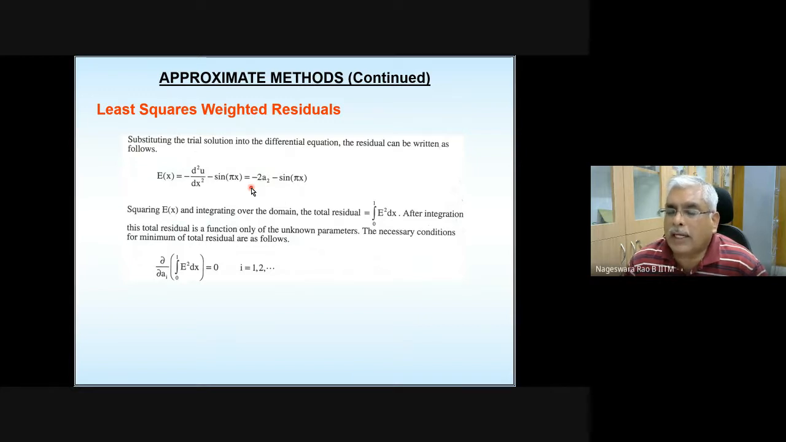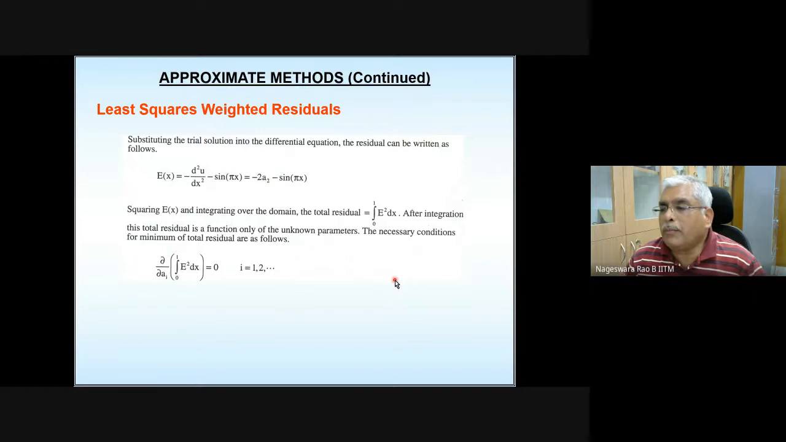But please note that here we started with a quadratic trial solution. If you had started with a higher order trial solution, you might end up with more unknown coefficients. So that's why it is written here: after integration, this total residual is a function of only the unknown parameters. Unknown parameters are nothing but these coefficients, a0, a1, a2, like that. So here the total residual is going to be a function of only a2.